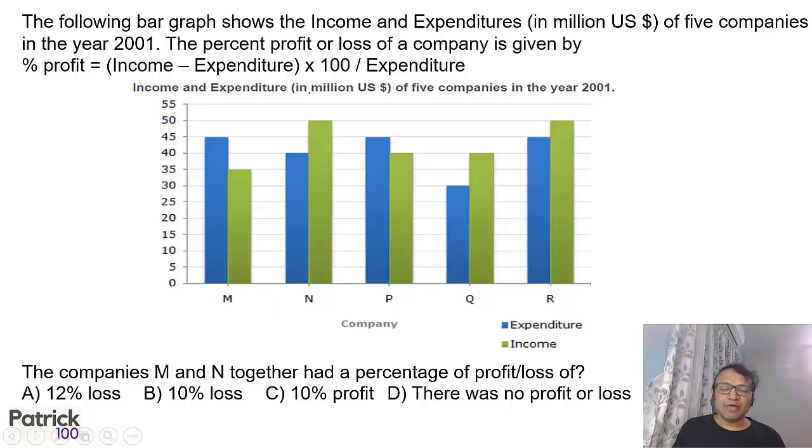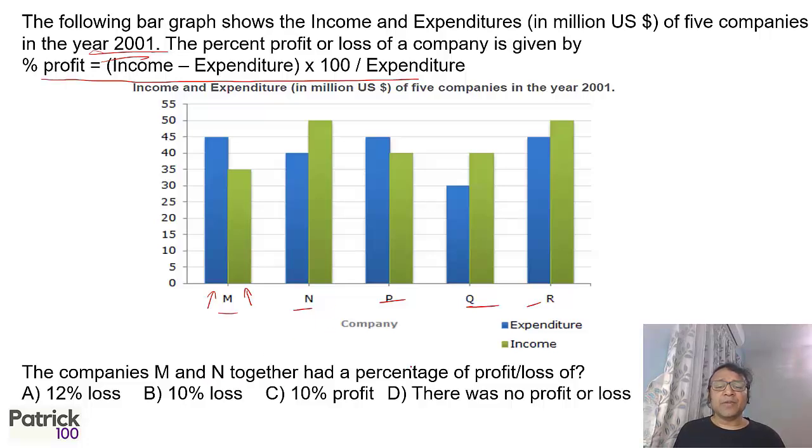Now, is the graph given? The first step is to understand the graph which is there. So you have income and expenditure given to you, income in green and expenditure in blue for 5 different companies. And this is all for the year 2001. They're also given a profit percentage formula.